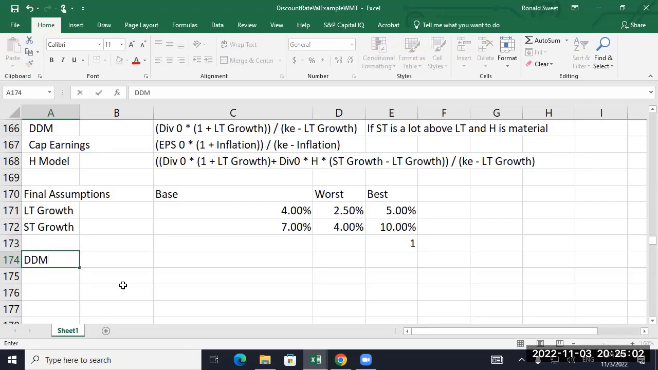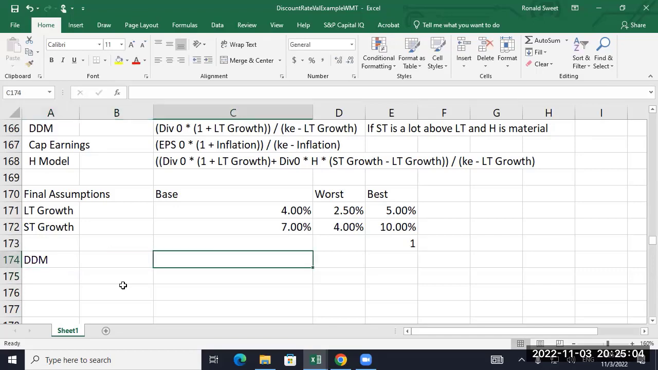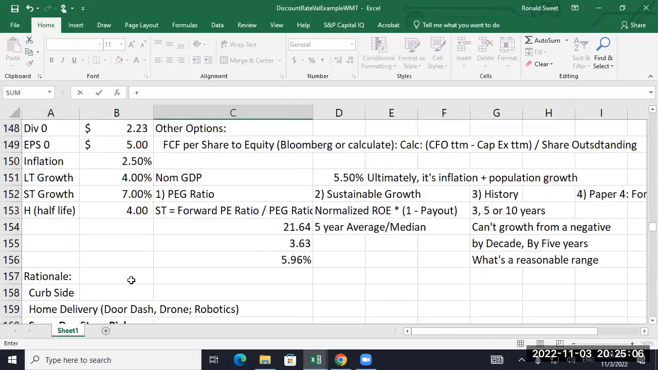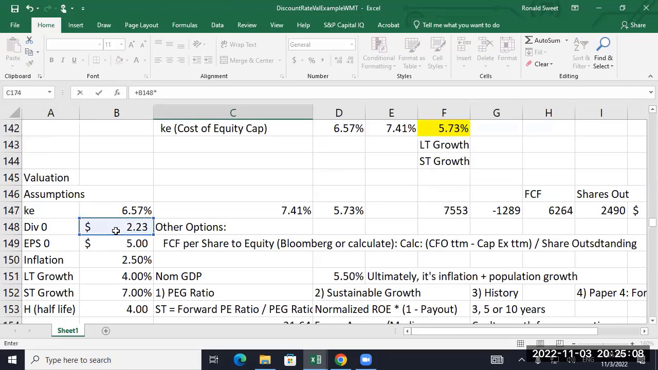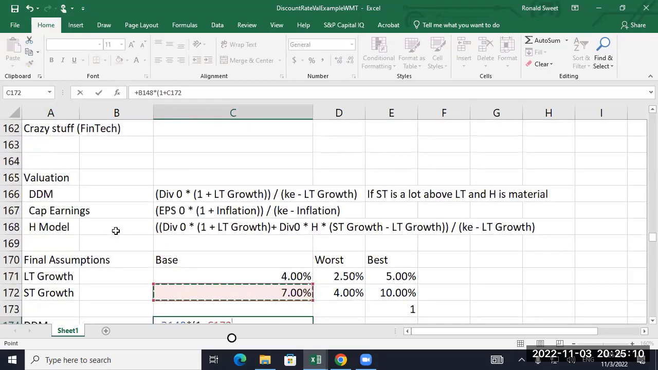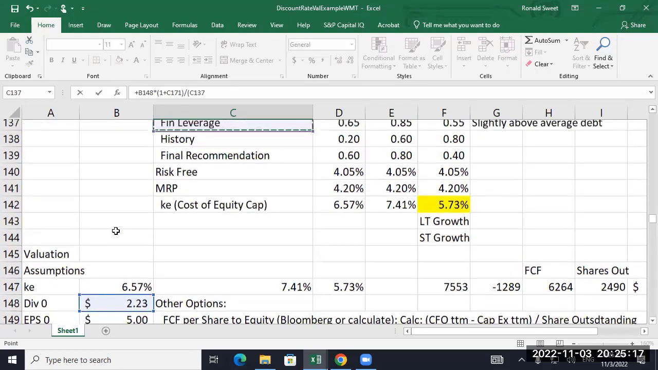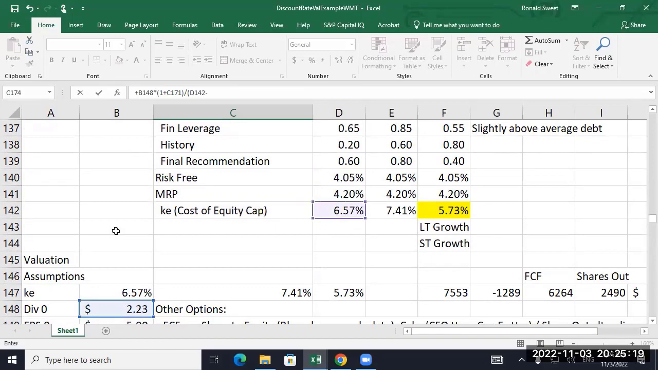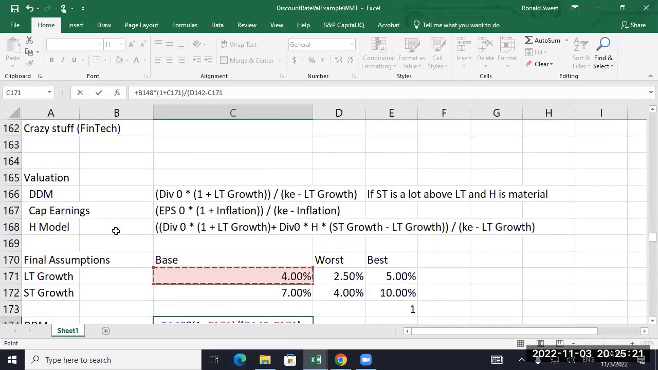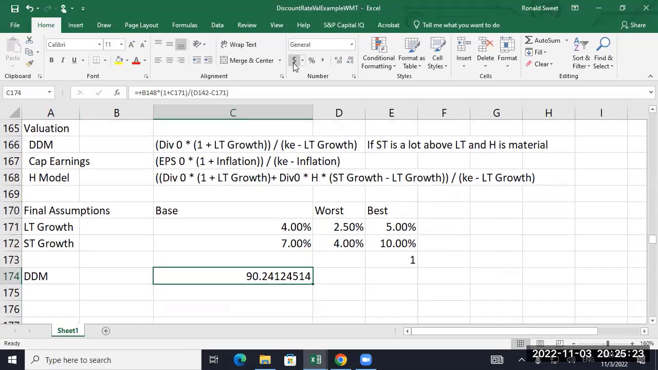Okay, so my dividend discount model: I take dividend 0, 2.23, times 1 plus my long-term growth rate, divided by KE minus long-term growth, gives me $90. Can I copy this over?